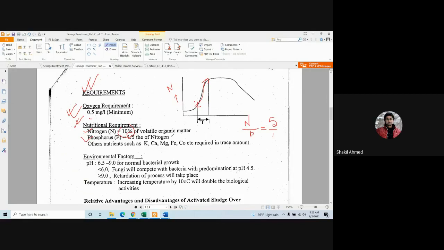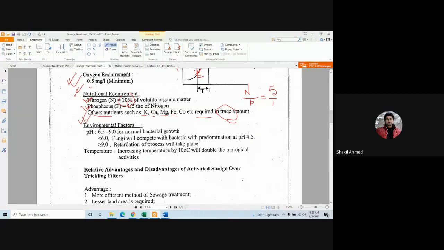And then other nutrients such as potassium, calcium, magnesium, iron, etc. are required in trace amount. That means in a small amount. But majority you need nitrogen and phosphorus. Why? To keep the rate of the growth of the bacteria higher. Environmental factors: pH has to be 6.5 to 9 for normal bacterial growth. So this is the most suitable pH range for the bacterial growth.